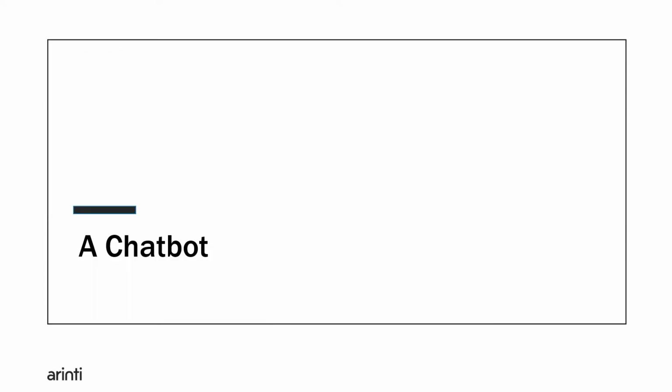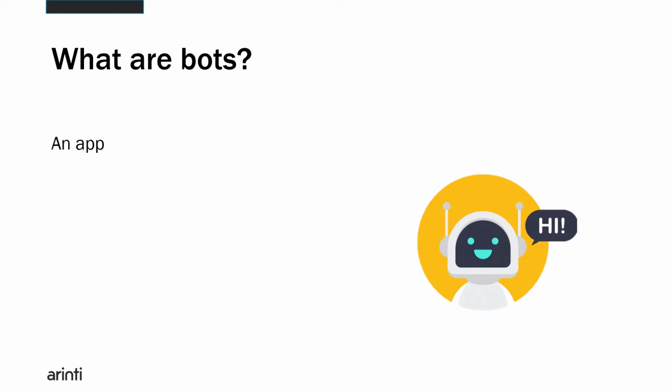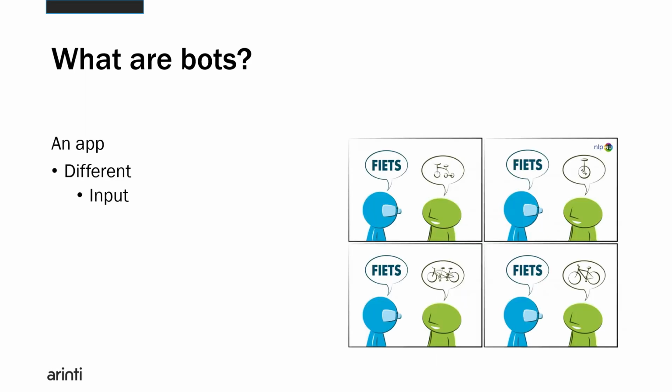Alright, a chatbot. What is a chatbot? Well, actually a chatbot is just an application like any other application. The main difference with it is that a chatbot has different inputs. Now, as you can see in the picture here on the slide, you see a person is asking for a fiets. A fiets is a bicycle in Dutch.